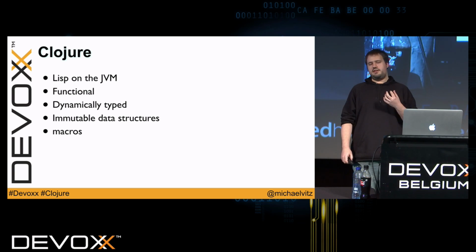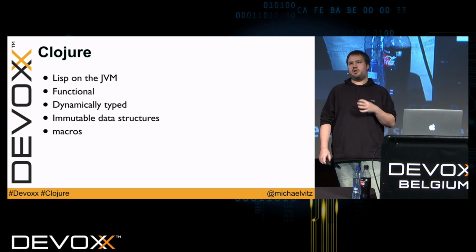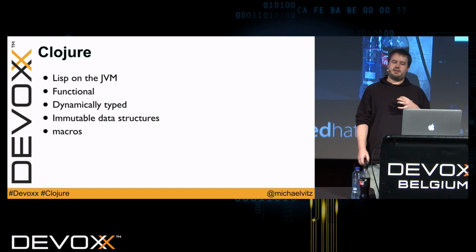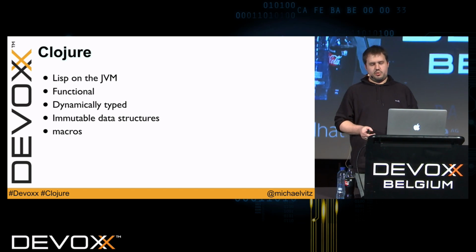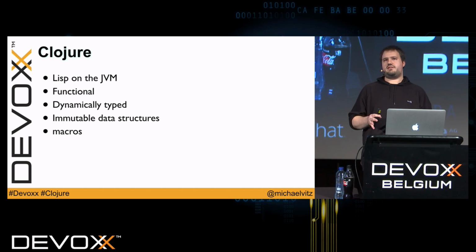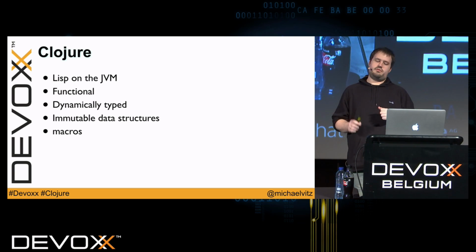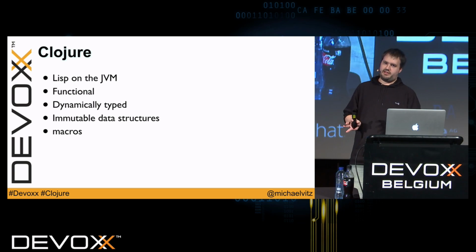It's dynamically typed, which on first look may scare you away like it did me. But when working with Clojure, you don't miss static typing. At least I don't. And I like static typing outside of Clojure very much.